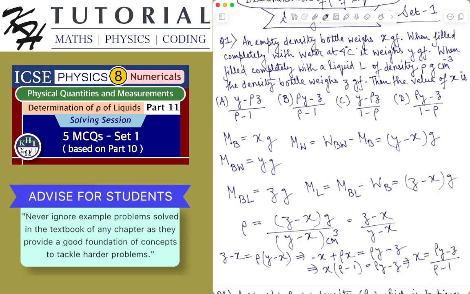Rho minus 1. Remember, this will have no unit, x will have no unit, because it was given that the empty density bottle weighs x gf. So x is merely a number, a real constant, real value. So the value of x is rho y minus z divided by rho minus 1. So clearly the correct answer is B. B is the correct choice.